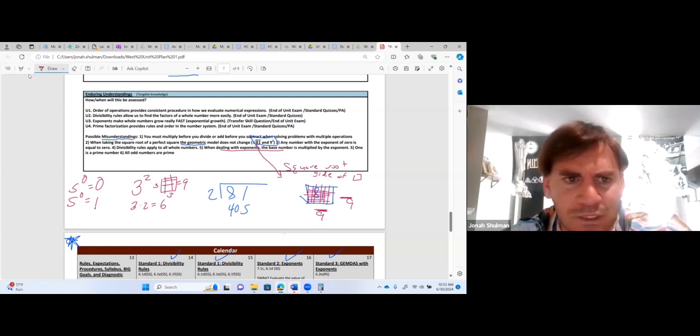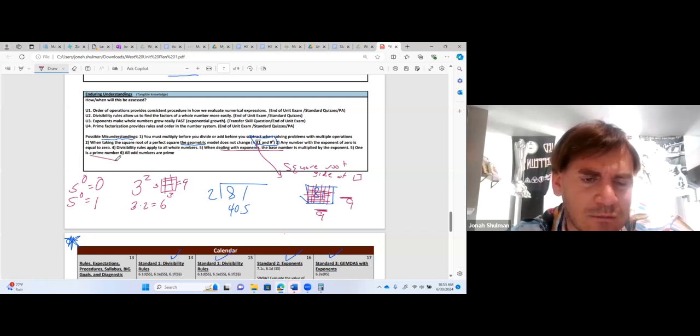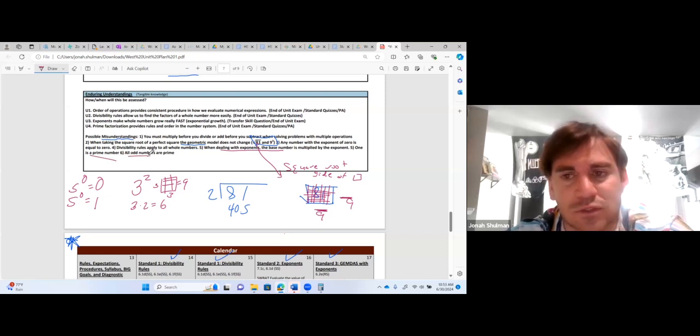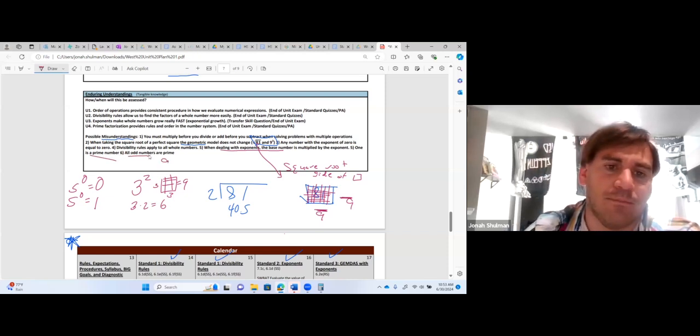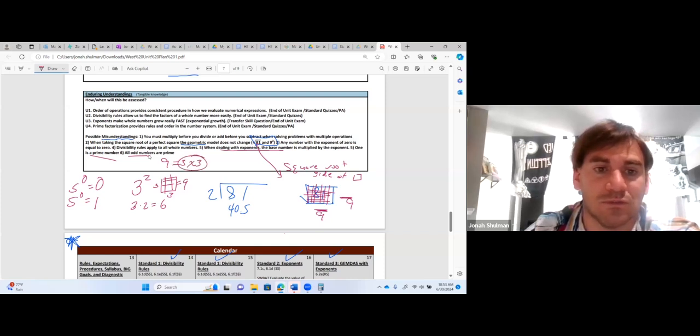All odd numbers are prime. 1 is a prime number. Nope, 1 is not a prime number. And not all odd numbers are prime, because 9 is not prime. It can be 3 times 3. A lot of odd numbers are prime. That's why students make that mistake.